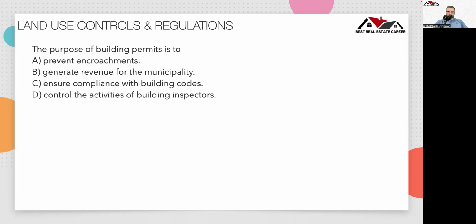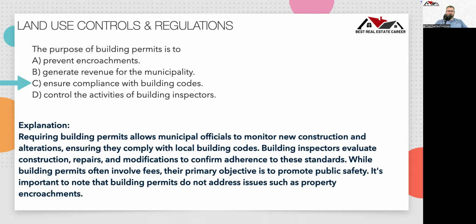The purpose of building permits is to C. Requiring building permits allows municipal officials to monitor new construction and alterations, ensuring they comply with local building codes. Building inspectors evaluate constructions, repairs, and modifications to confirm adherence to these standards.